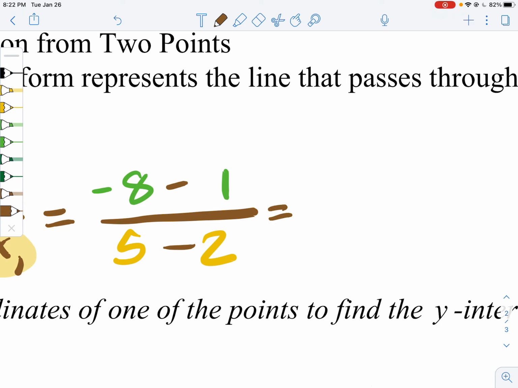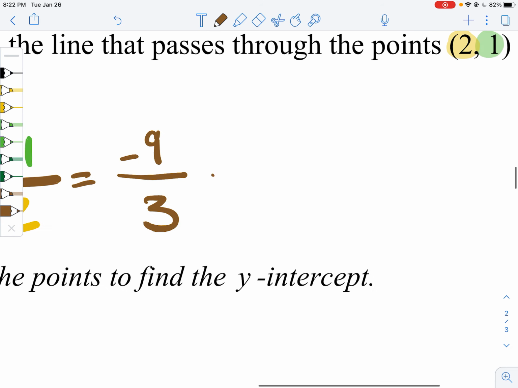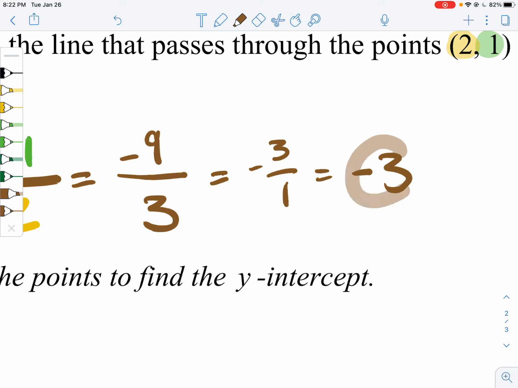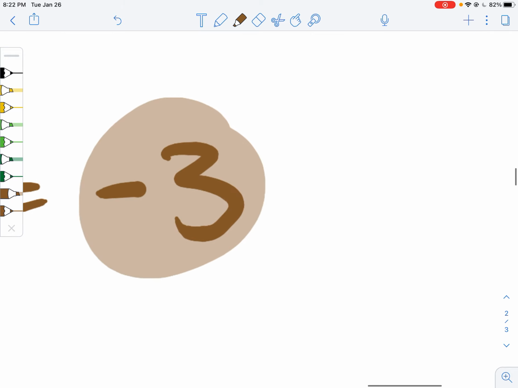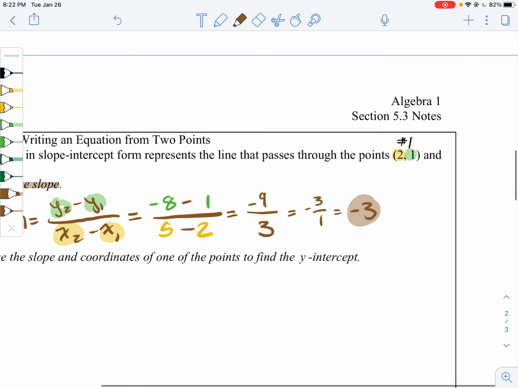-8 minus 1 is -9. 5 minus 2 is 3. That reduces to -3. -3 over 1 if you prefer, which is -3. So our slope is -3. And guys, it won't always work out to be an integer like this. You might have fractions sometimes, and that's okay. We love fractions.